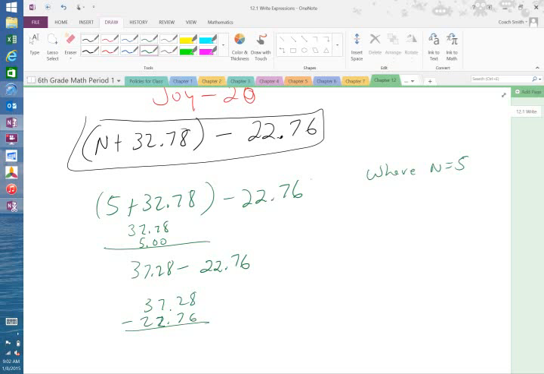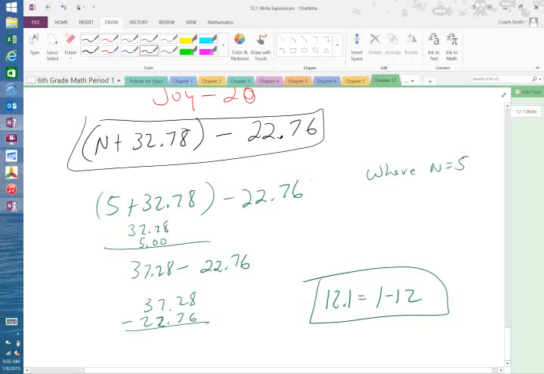Now, your homework. Please read the directions carefully. Your homework is 1 through 12, and we just did 4 of the problems, so you have 8 problems you've got to do on your own. Read the directions carefully because the value of the variable is not always 5. All right, you may go. That's due tomorrow.